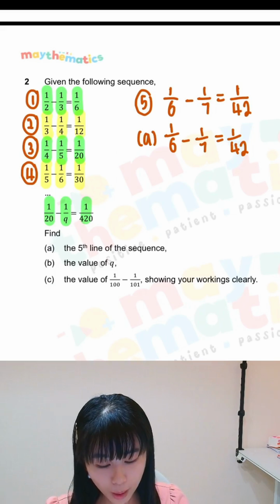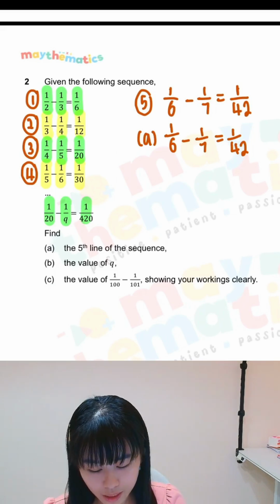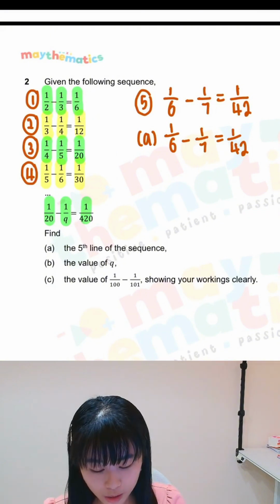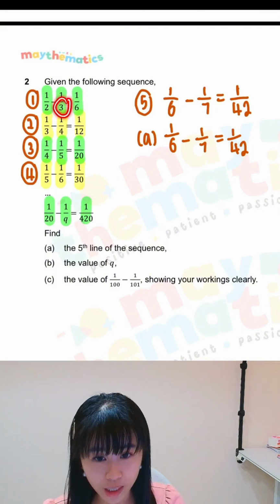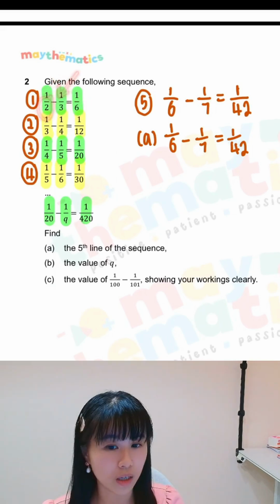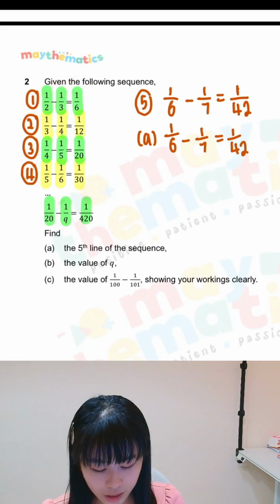Now, remember you told me that this times this will give you the value here. So the reverse is true. If you take 6 divided by 3, you will get back 2. Or you can take 6 divided by 2, you can get back 3. So make a guess. What do you do to this and this to get Q?